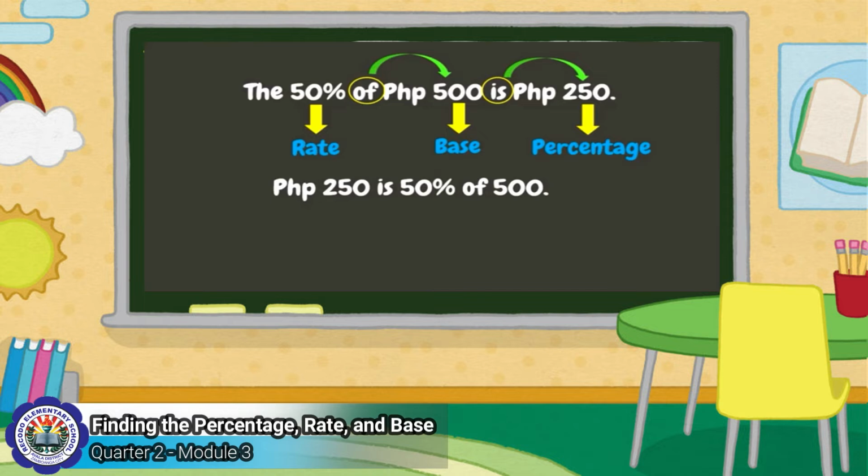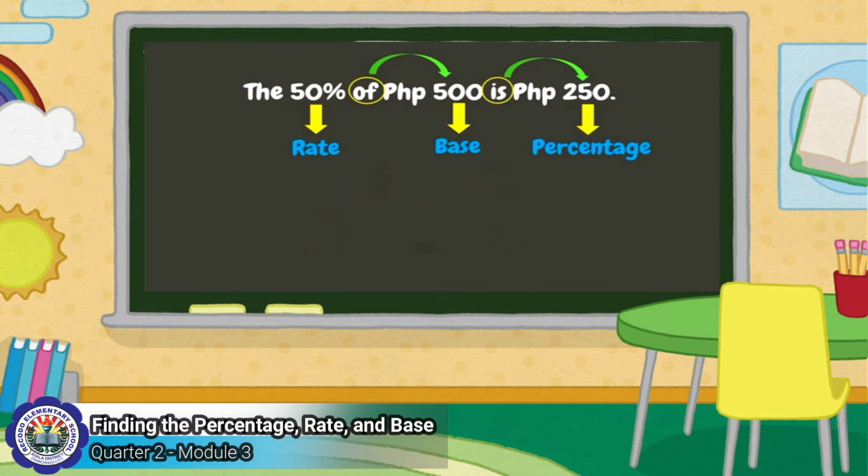To identify the rate, base, and percentage here, let's take a look. If the number is beside the word is, that is the percentage. While 50% has percent sign, that means that is the rate. And 500 comes after the word of. That means that is the base.